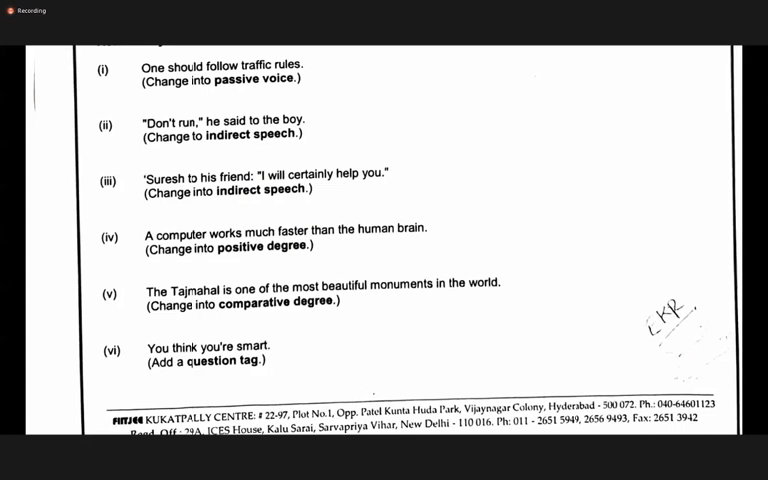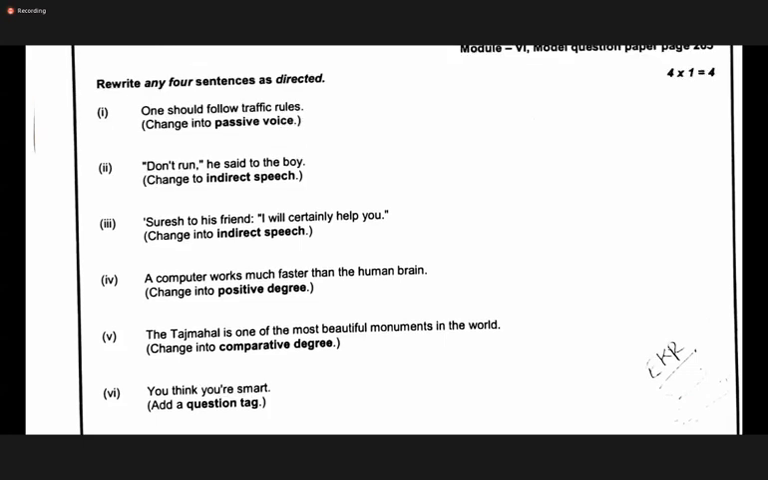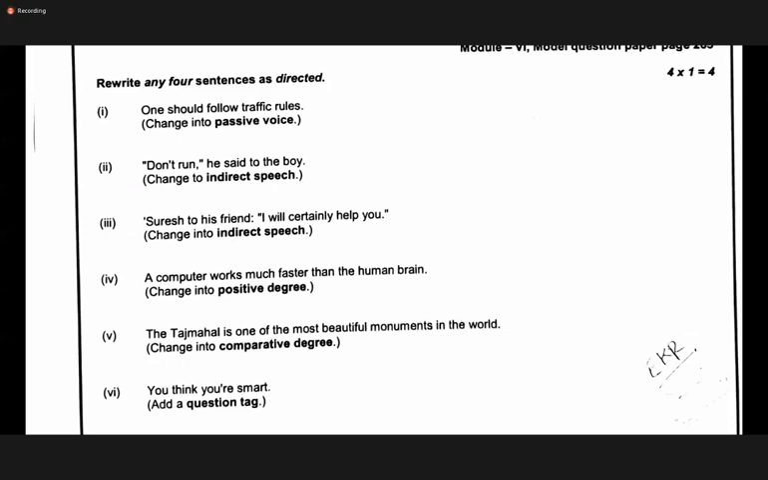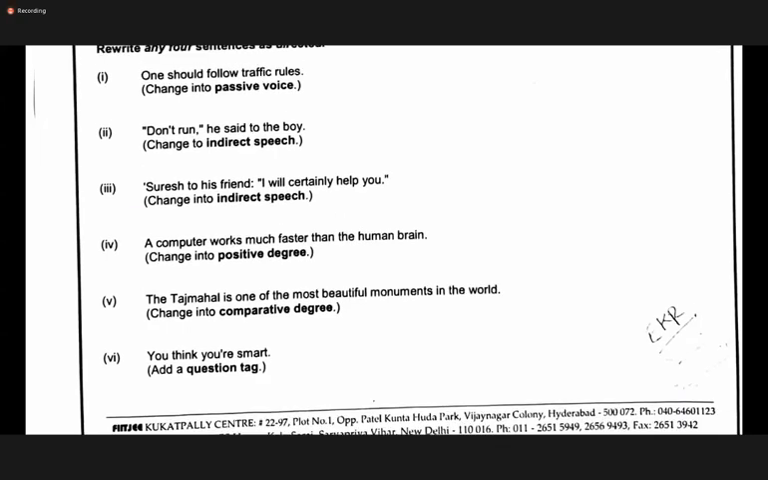Last one. You think you are smart. Here out of the 6 sentences, 2 are given from degrees of comparison, 2 are given from direct indirect speech, 1 is given from active voice and passive voice. So 1 is given from a question tag. You think you are smart. You are asked to add question tag.